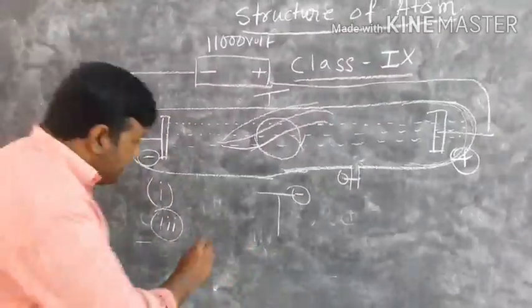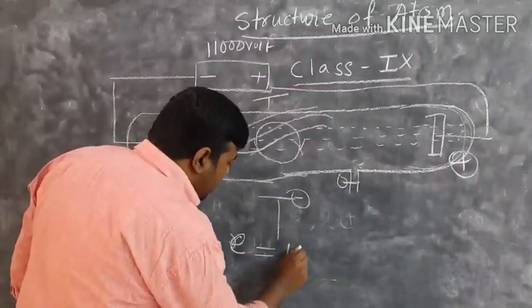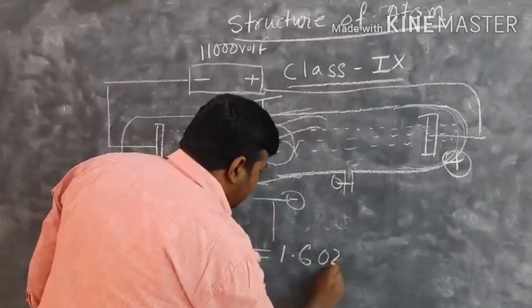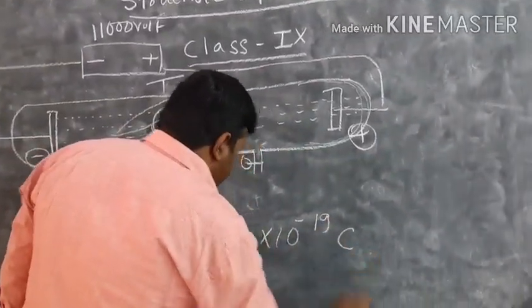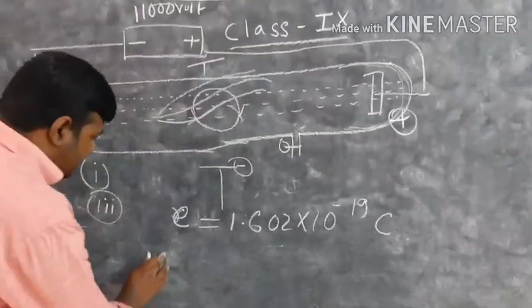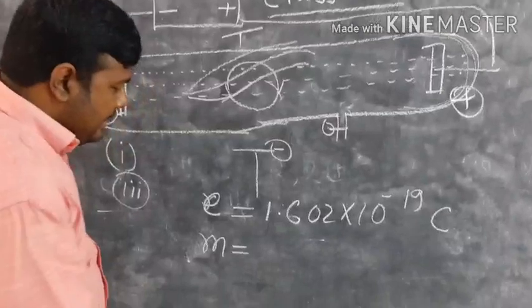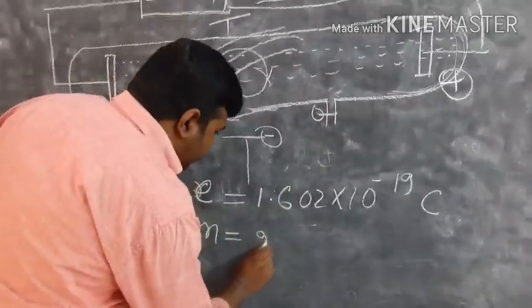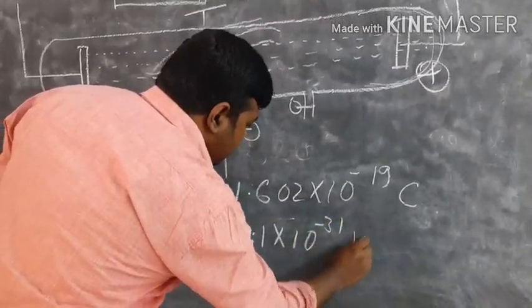Later on its charge was determined, and the electronic charge is taken as 1.602 into 10 to the power minus 19 coulomb. Next, see, the mass of the electron also was determined, and in the SI system the mass of the electron is taken as 9.1 into 10 to the power minus 31 kg.